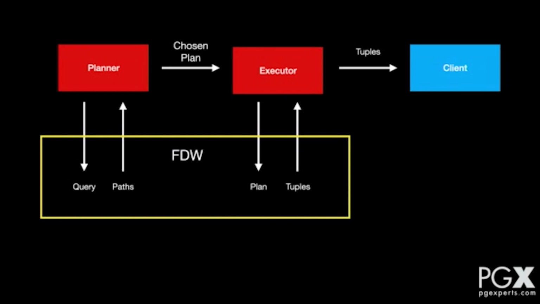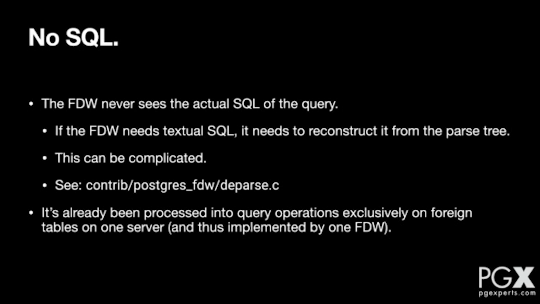And that's what this process is: the foreign data wrapper hands back a bunch of potential paths and says, I could do it this way, or I could do it this way, or I could do it this way. The executor picks one and passes it in and says, okay, I like that one, please do that one. And again, you never see the SQL. If you need SQL for this query, it's up to you to regenerate it. And it's kind of a lot of work.